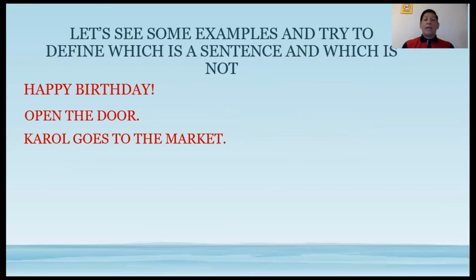Carol goes to the market. Well, in this case, we have Carol, which is the subject, we have goes, which is the verb, and we have to the market, which is a complement. This one looks more like a sentence, because we have the subject, the verb, and the complement. Normally, if you remember, we always check that a sentence needs to have a subject, a verb, and a complement to be a complete sentence. So that means that happy birthday and open the door are not sentences? What do you think? Let's check another example.